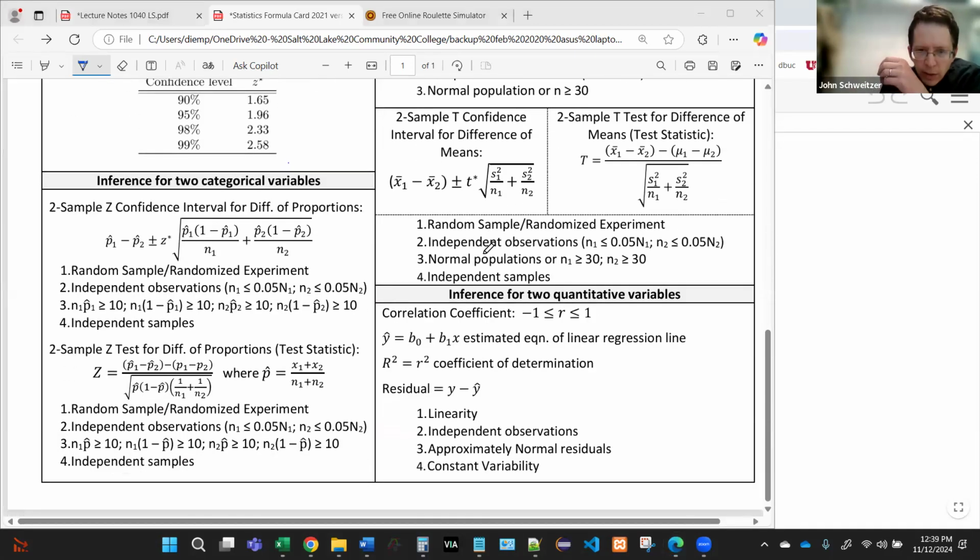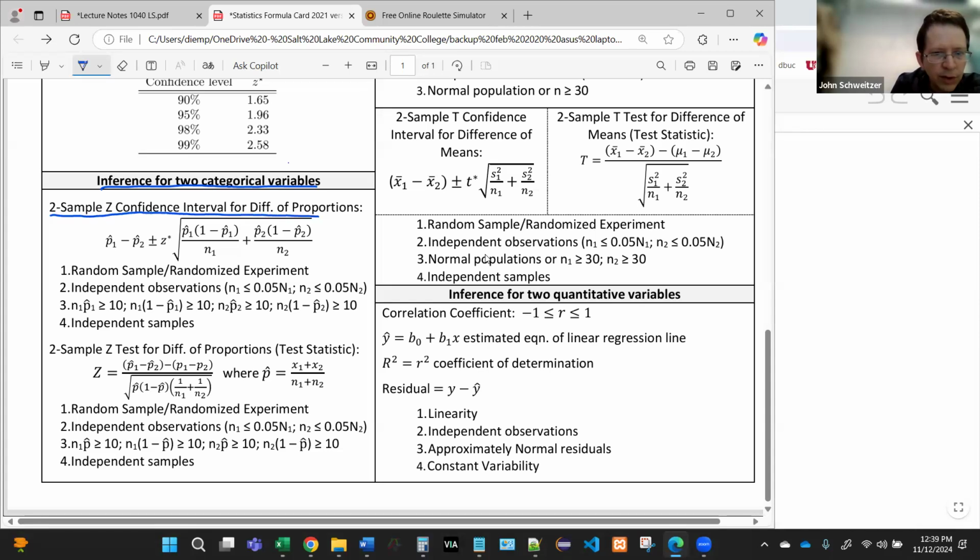We're on this bottom left-hand box here. This is inference for 2 categorical variables, which is what we're doing. In this example, it was gender and being of normal weight or not. So what are we doing? We're doing a 2-sample Z confidence interval for a difference of proportions. There are 4 conditions that have to be met before we're justified in using the normal distribution.